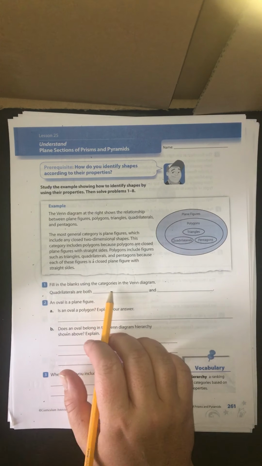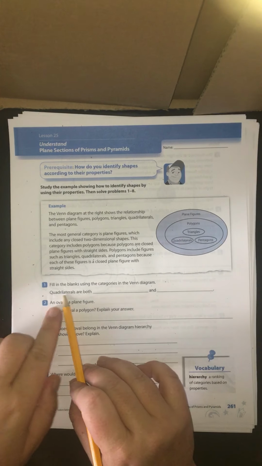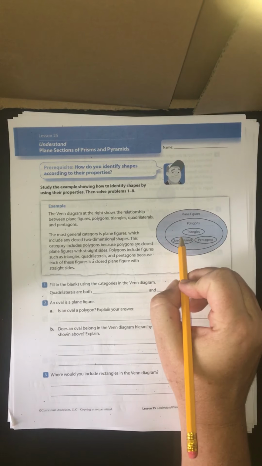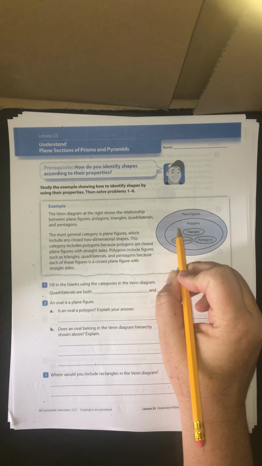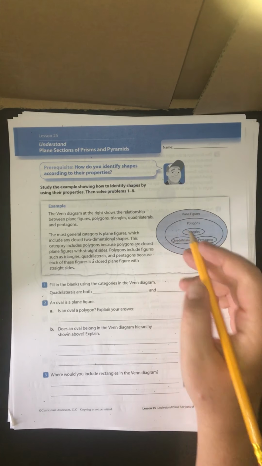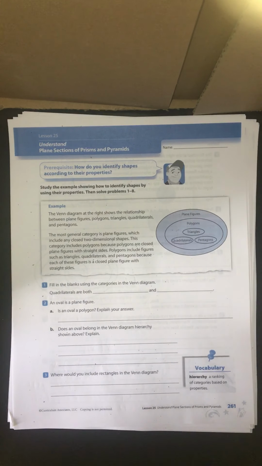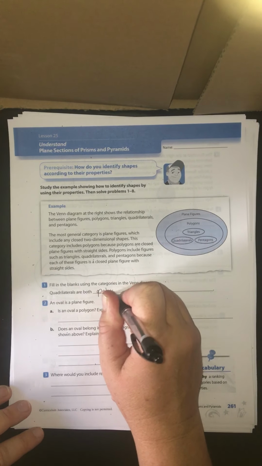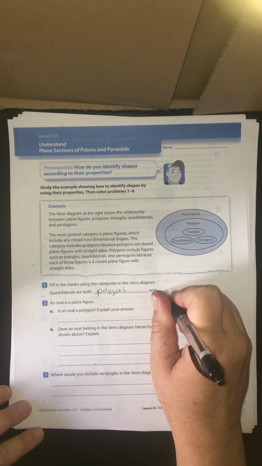It says to fill in the blanks using the categories. So when we look at this, quadrilaterals are both this and this. So this is a quadrilateral. It's underneath the house of a polygon and a plane figure. So we're going to say both polygons and plane figures.